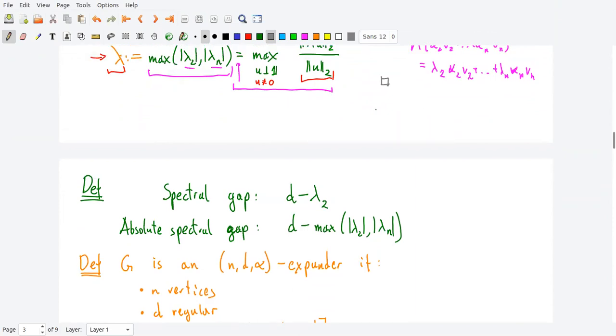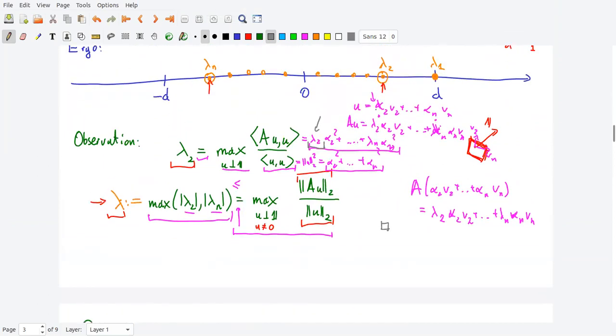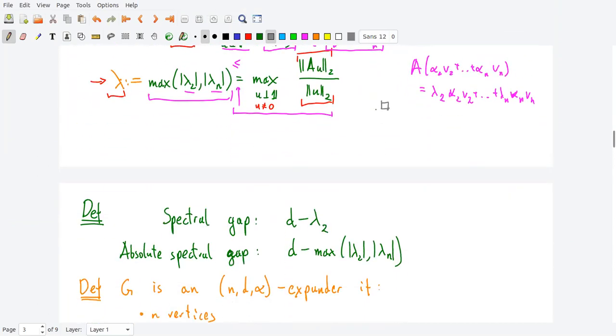And then, what we will be actually interested in on this picture are the following two quantities: the spectral gap and the absolute spectral gap. The spectral gap is probably easier to understand. Here is d equal to lambda 1, the largest eigenvalue, here is minus d, and here are all the other eigenvalues. The spectral gap is simply the gap between the largest and the second largest, so this is d minus lambda 2, which is lambda 1 minus lambda 2. So how much space is there between lambda 1 and lambda 2?